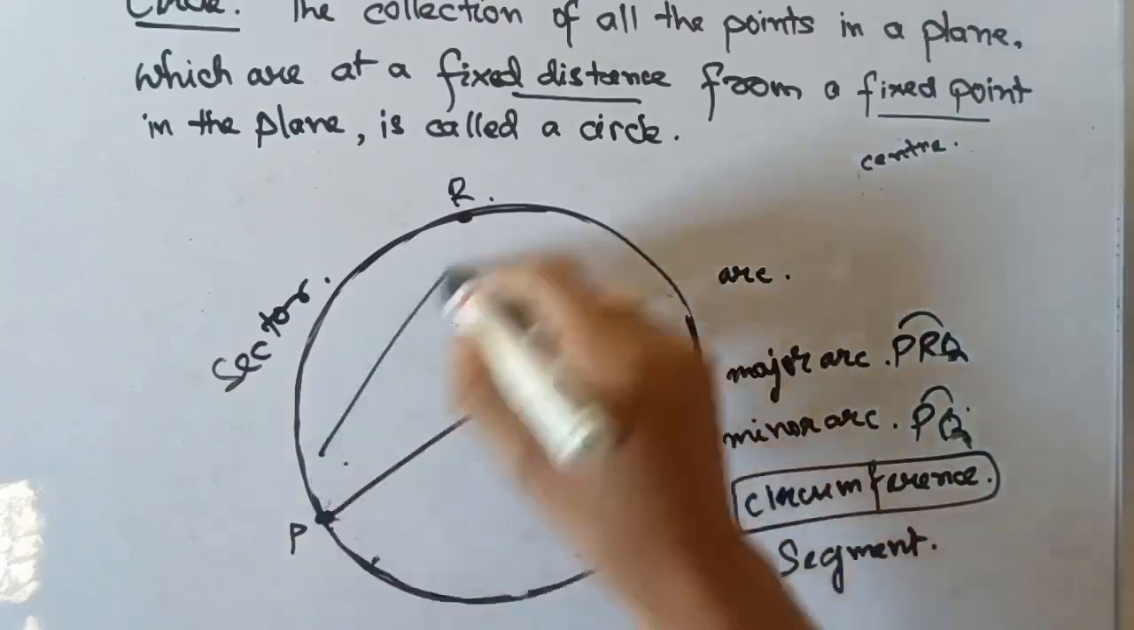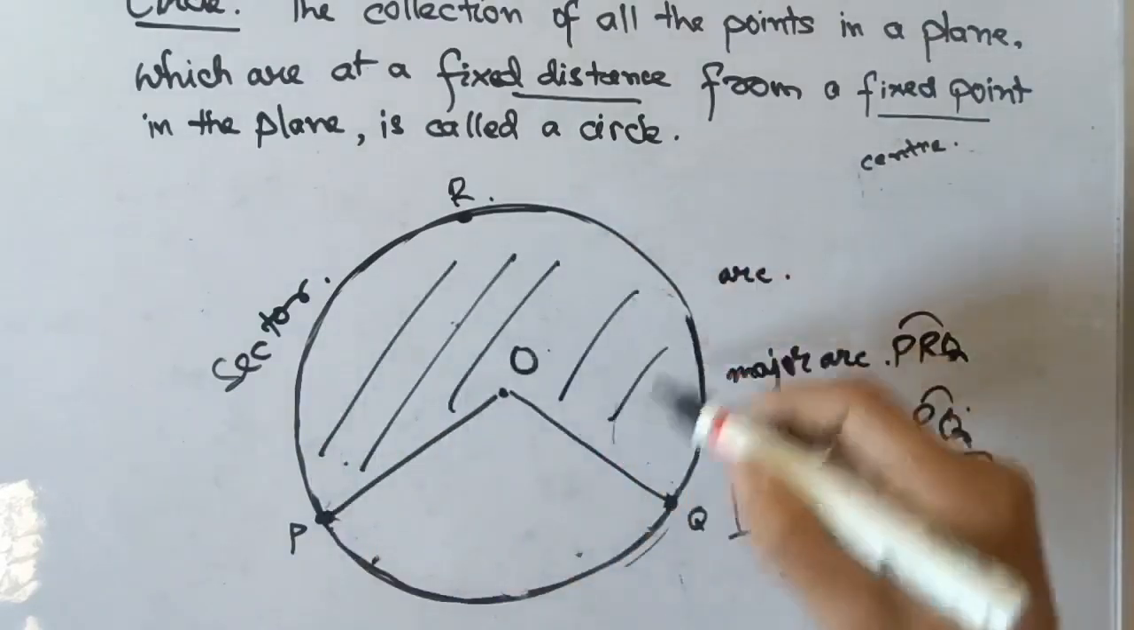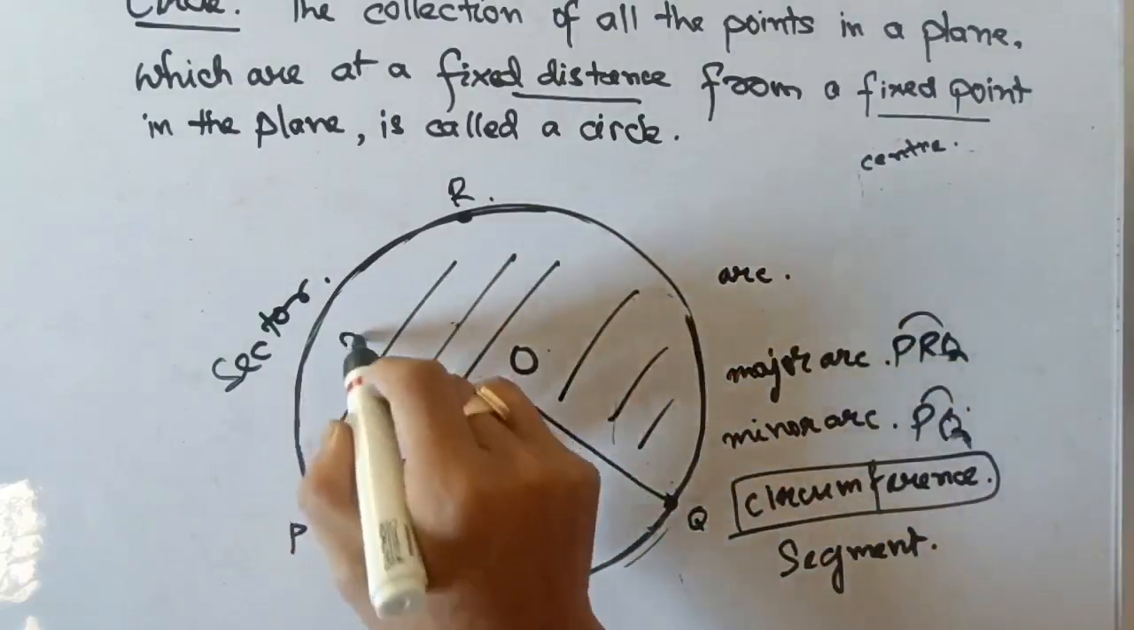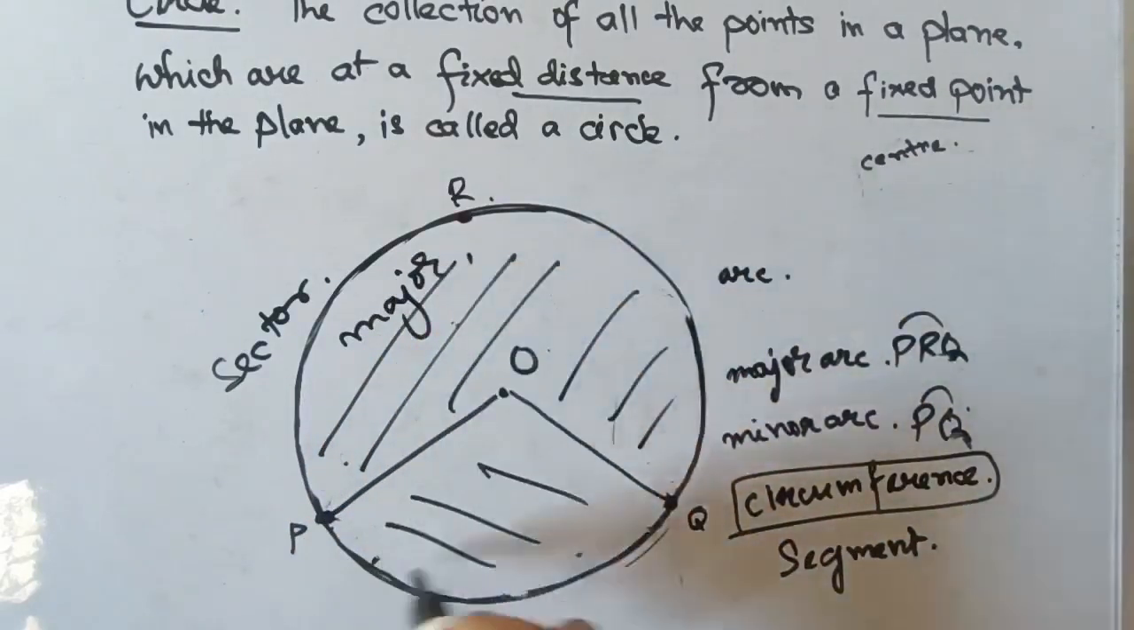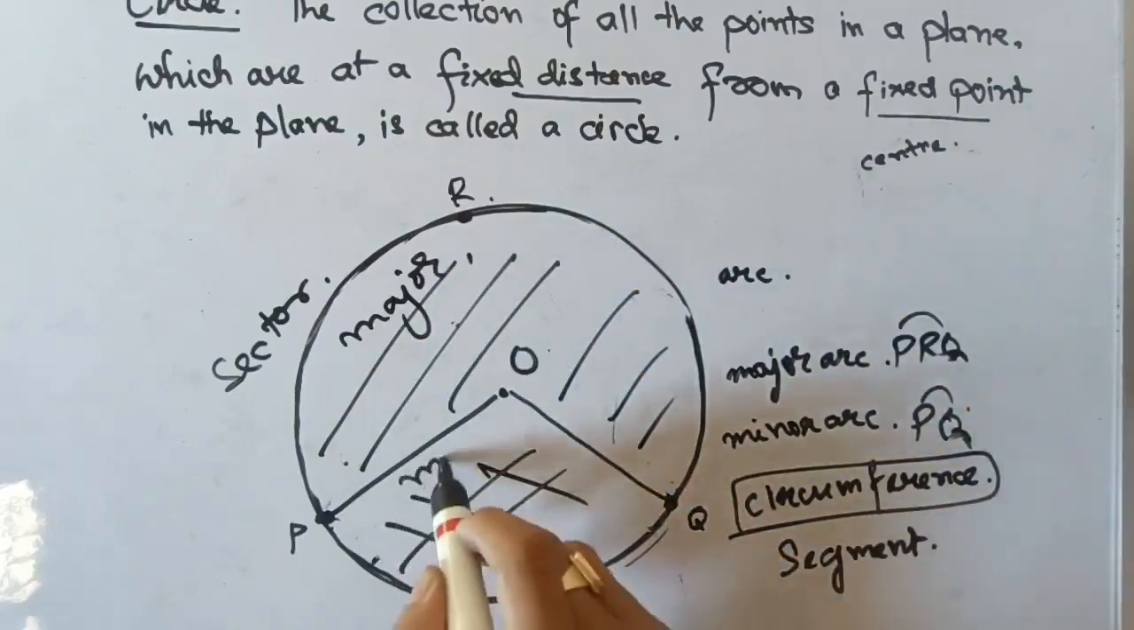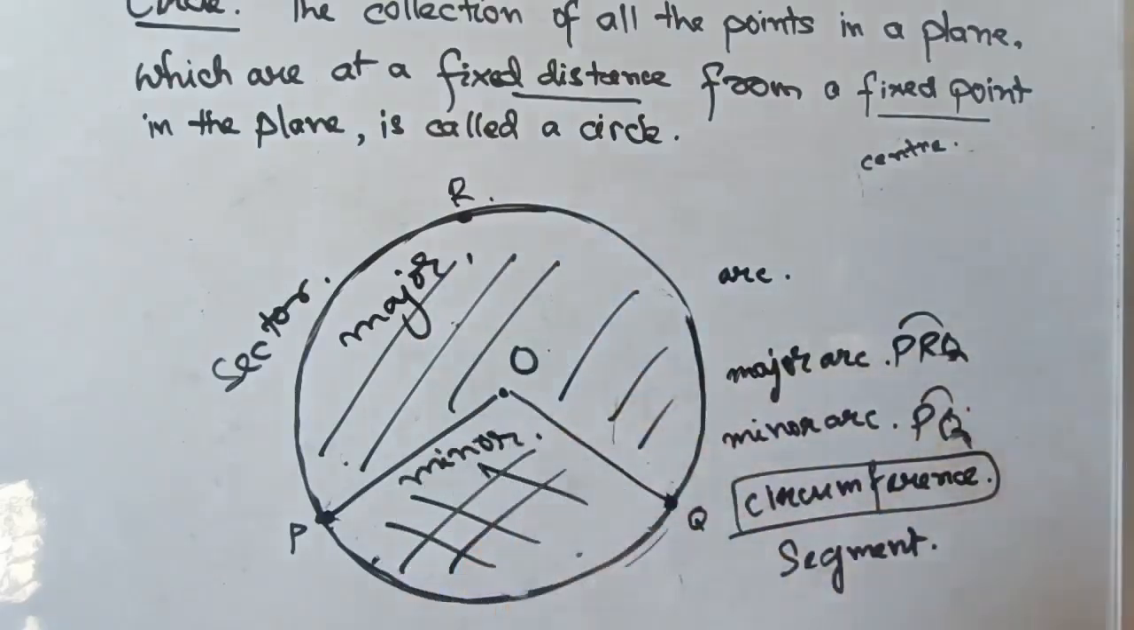The bigger region will be the major sector, and the smaller region will be the minor sector of a circle. So these are some of the terms which are related to circles. Now we will study some of the theorems given in your books relating to this chapter.